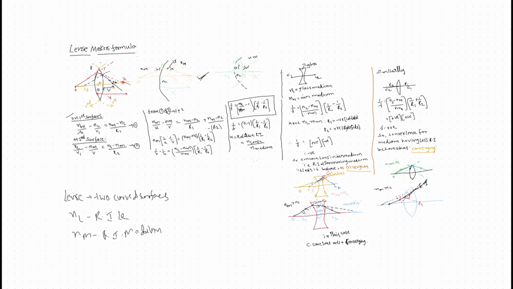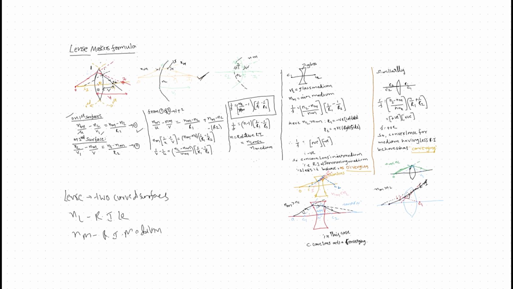In the curved surface formula we have proven: NL by V1 minus NM by U is equal to NL minus NM by R1, where V1 is the image formed by the first curvature. This is the first equation. Next, similarly for the second surface, I1 is the object. The second surface is getting the incident ray, which is refracted from the first surface.